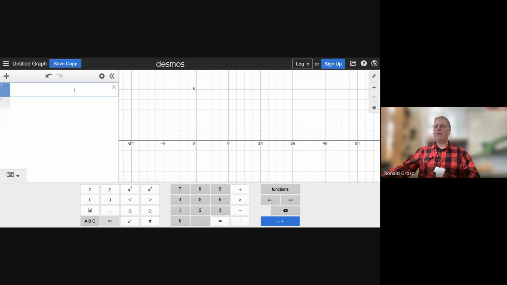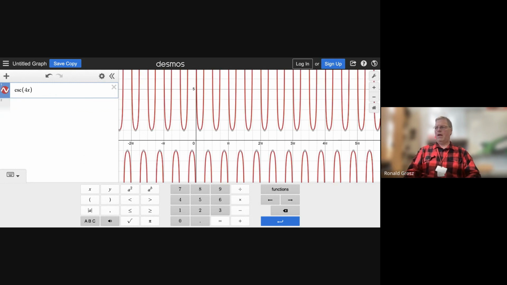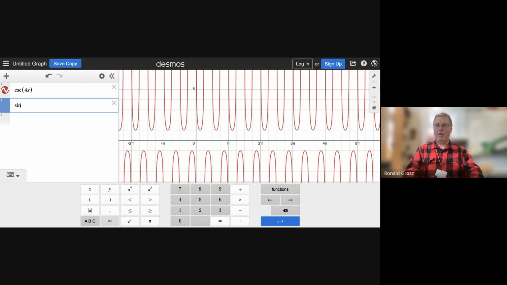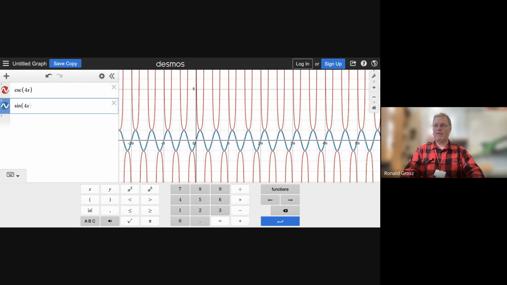Okay, now if you want to graph a cosecant, I want to do the cosecant of 4x. Well, that's nice, but I want to know where the asymptotes are. To do that, I'm going to have to remember that the reciprocal of the cosecant is the sine. So I'm going to do the sine of 4x. And wherever my graph hits 0, I'll have an asymptote for my function. So I can now know where my asymptotes belong in this function.